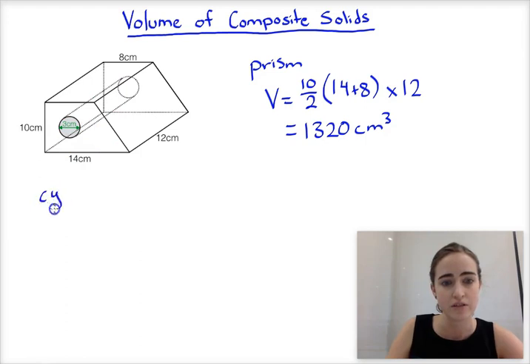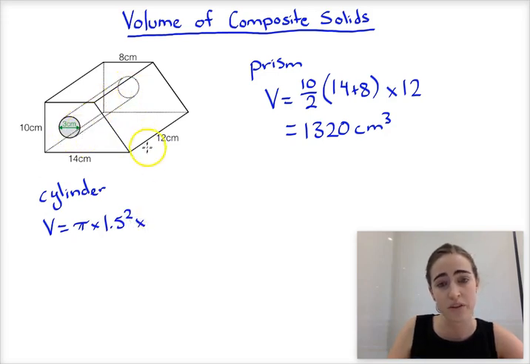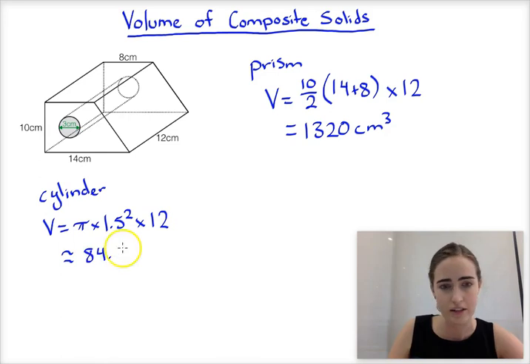So now we want to find the volume of this cylinder that's been cut out of the middle. So the volume of a cylinder is pi times the radius squared. Now it tells us that the diameter is 3, so our radius is going to be 1.5. And then the height of that shape, or the depth of it, is 12 as well. So times 12. That will come out to give us approximately 84.823, and it keeps going, and that's centimetres cubed.